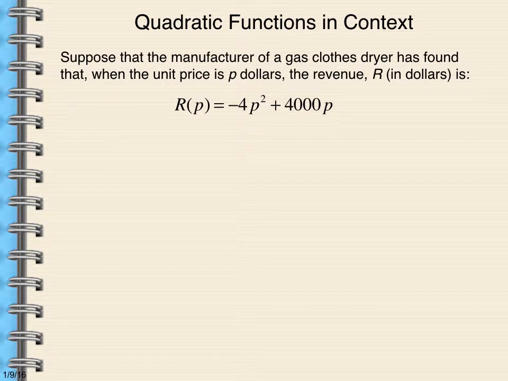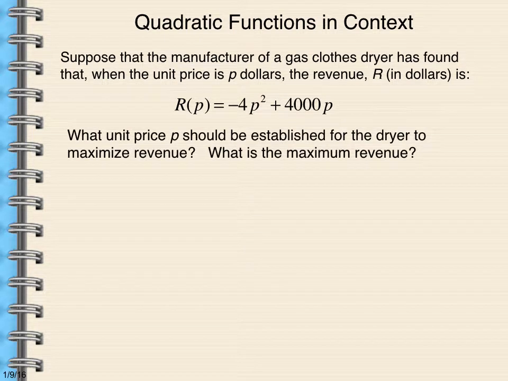Quadratic functions in context. Suppose that the manufacturer of a gas clothes dryer has found that when the unit price is P dollars, the revenue R in dollars is R of P equals negative 4 P squared plus 4,000 P. So that's a quadratic function that models the revenue that this manufacturer of the clothes dryer can make.